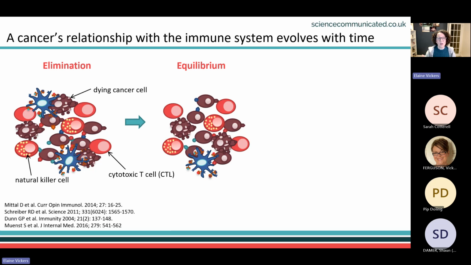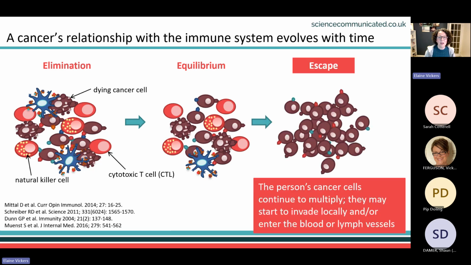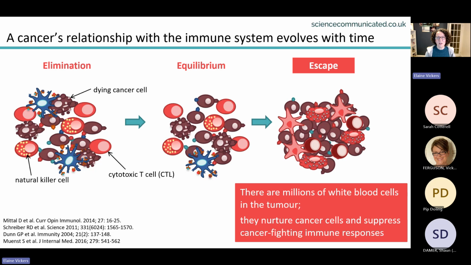So scientists think that step one is a period where there's very, very little growth of the cancer at all. You've just got most of the cancer cells being destroyed and just a few surviving. Then there's a stage of equilibrium where the cancer cells are gaining the upper hand. And finally, a stage we call escape, where the cancer cells are continuing to multiply, where the white blood cells found inside the tumor are no longer cancer-killing white blood cells, but they're very often cancer cell protecting, cancer cell nourishing, and white blood cells that actually suppress T cells.